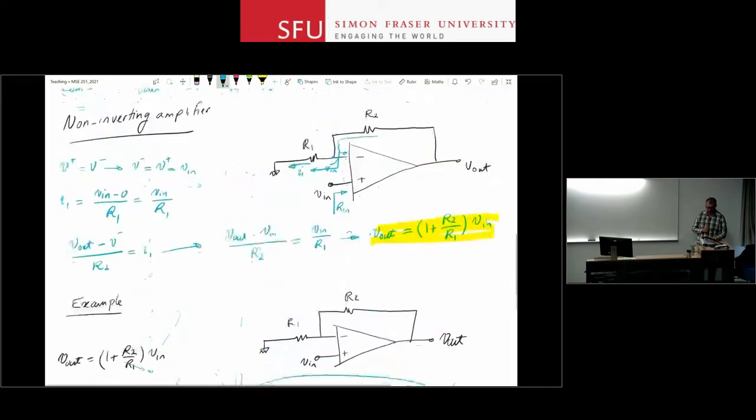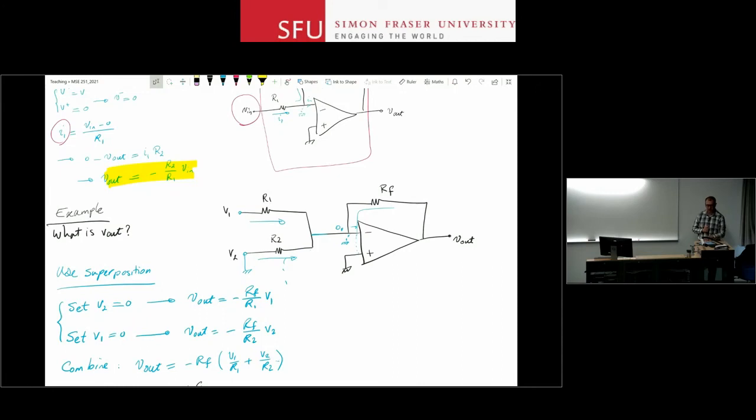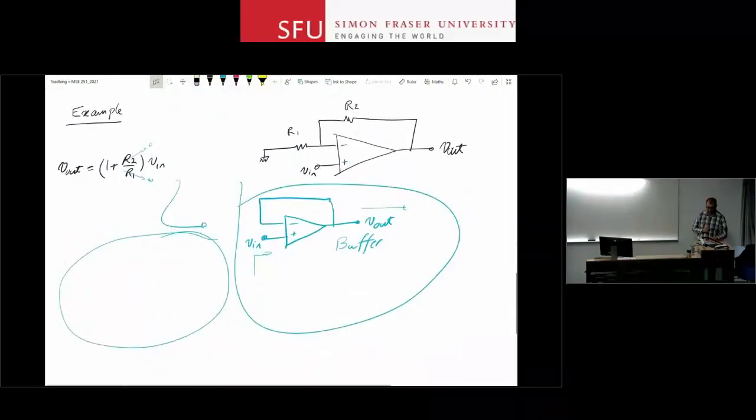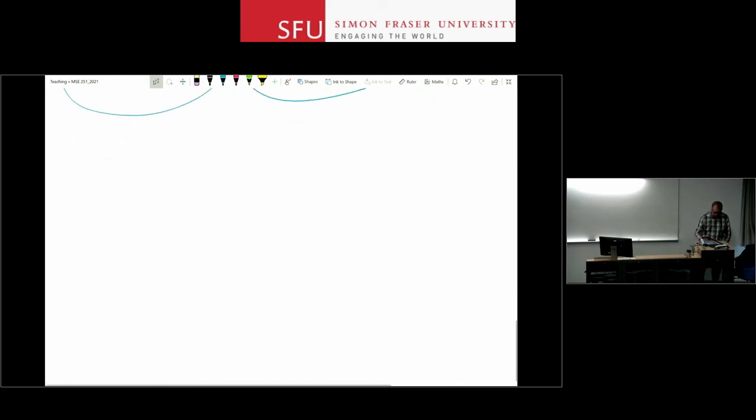So for example, you can have the weighted summer or adder using this circuit. You can have a buffer using this circuit. These are basically simple derivations of the same circuit that you saw before. Let's look at another interesting circuit using op-amps.